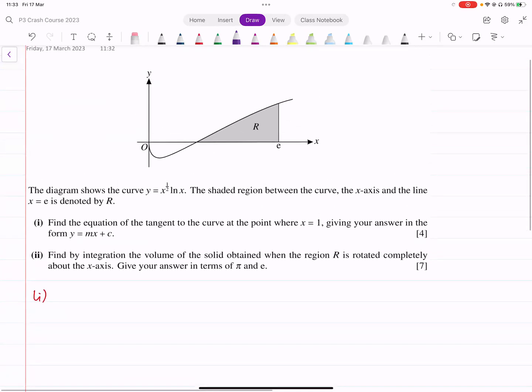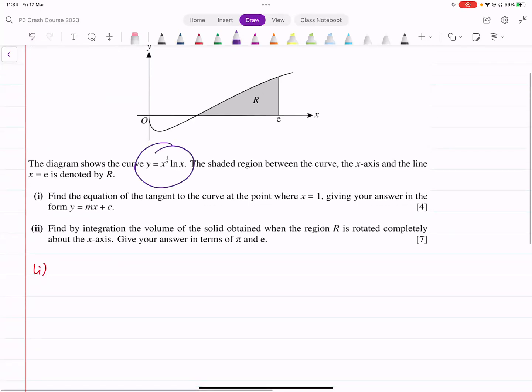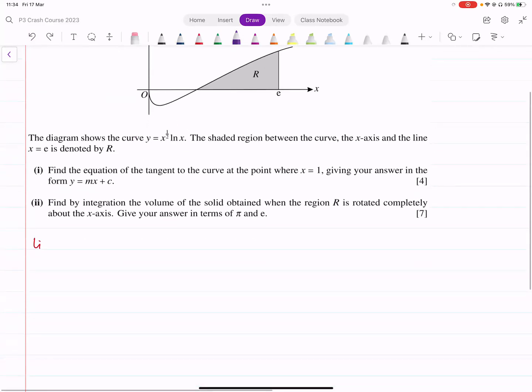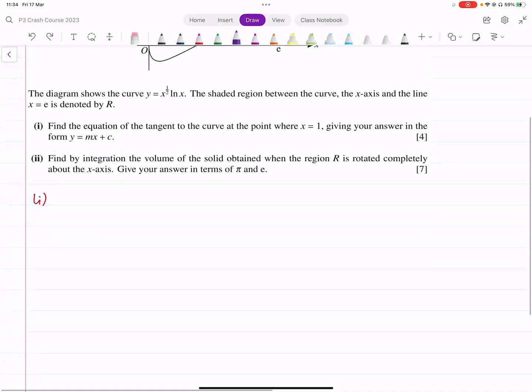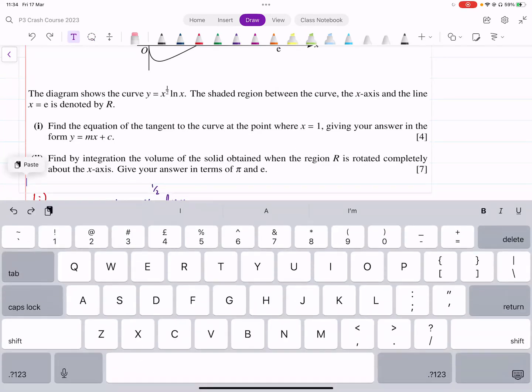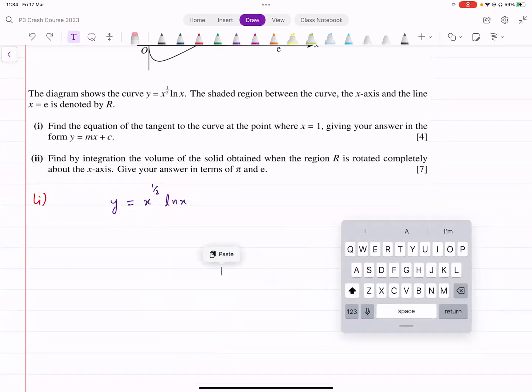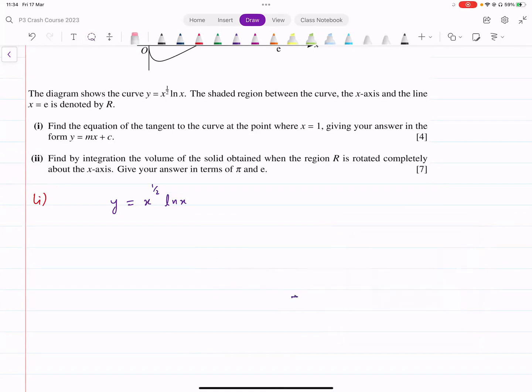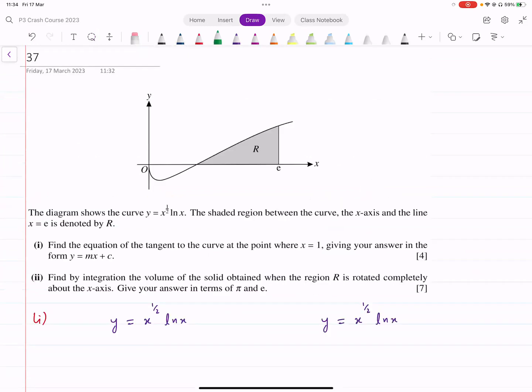We already have the point. We know the x coordinate of that point. We can find the y coordinate as well by just inputting that value in the function. Let's do that first of all. So the function is y equals x raised to the power 1/2 into ln of x. Now, first of all, let's input x equals 1 in this function to figure out the corresponding y coordinate of that point, because we will need that for the equation of the tangent.